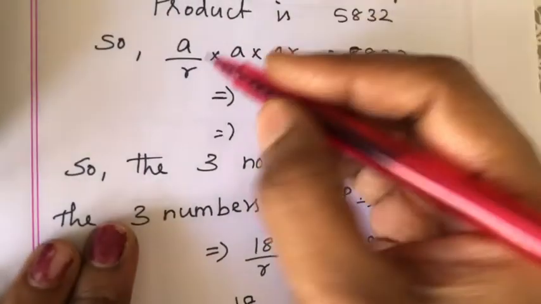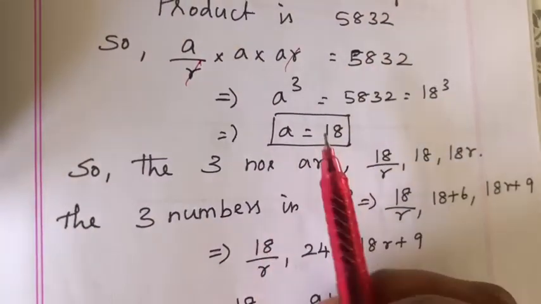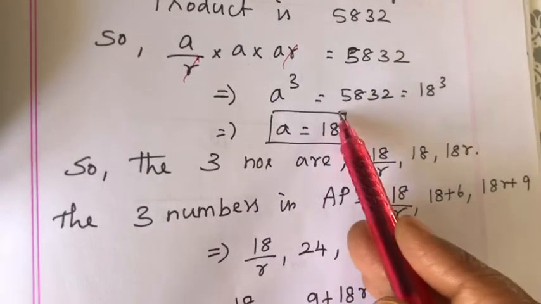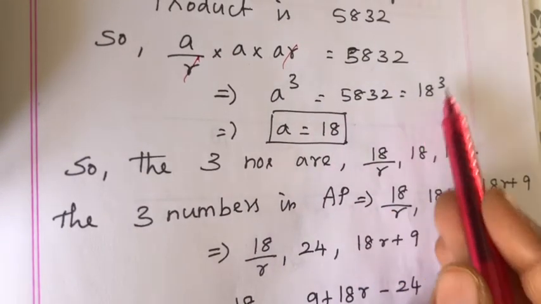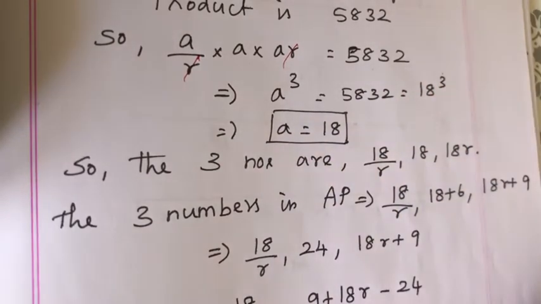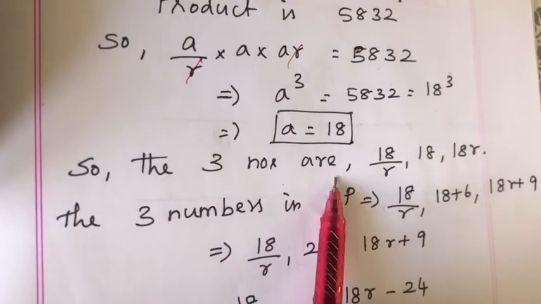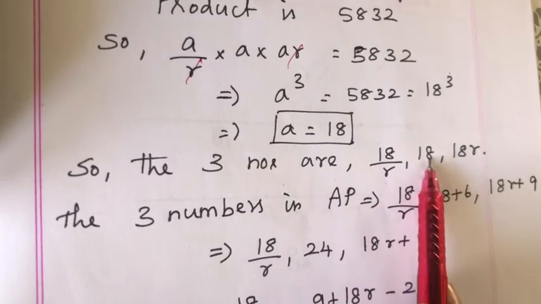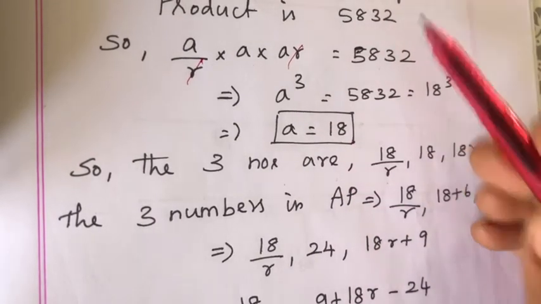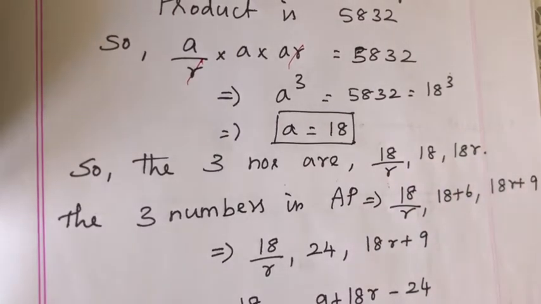While simplifying, R and R will get cancelled. So, A cube is 5832 and we can write A cube 5832 as 18 cube. So, A cube equal to 18 cube, A is equal to 18. The three numbers are 18 by R, 18 and 18R. Why? We have A is equal to 18. So, A by R, 18 by R, 18 and 18R.